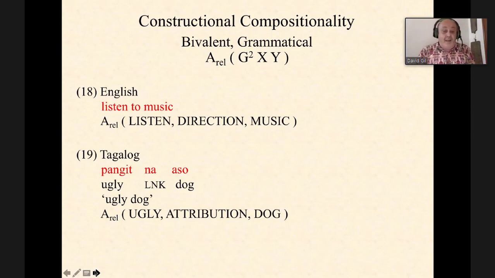Example 19 from Tagalog, the national language of the Philippines, is a straightforward example of a grammatical marker connecting an adjective and a noun and basically marking attribution. So here we have grammatical markers that mark bivalent relationships, and so far I have not been able to find any such things in animals.